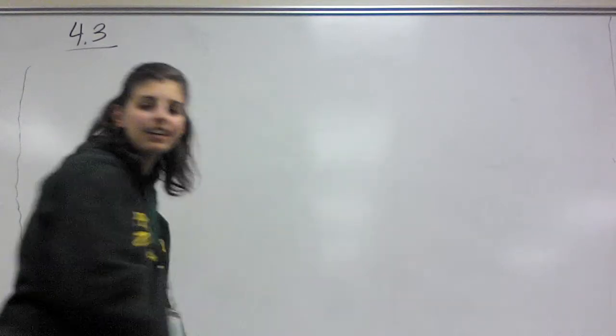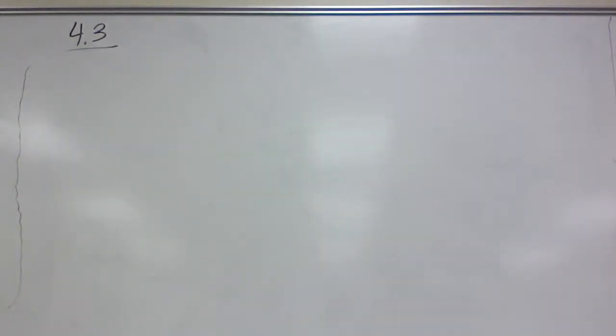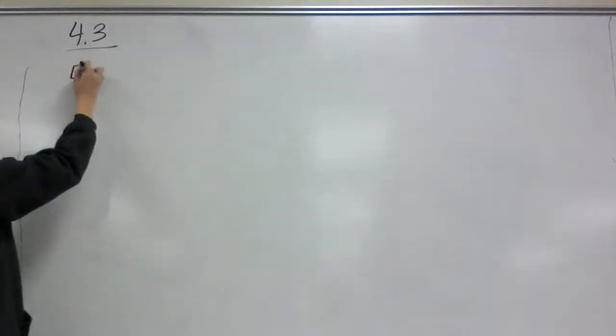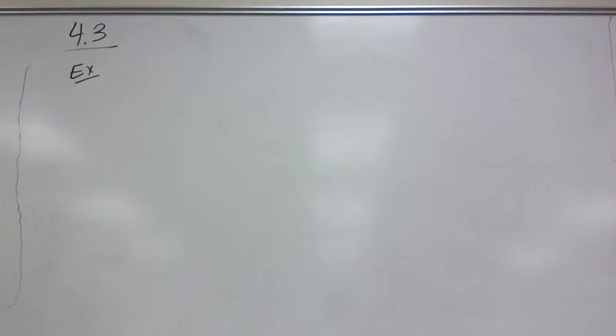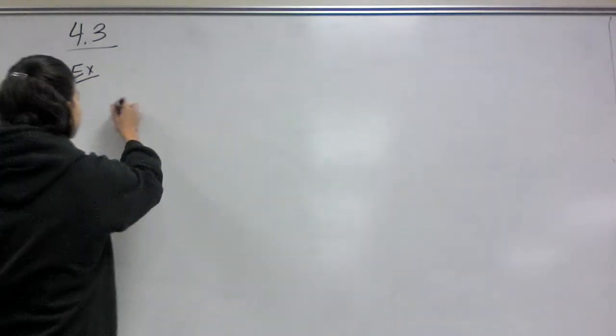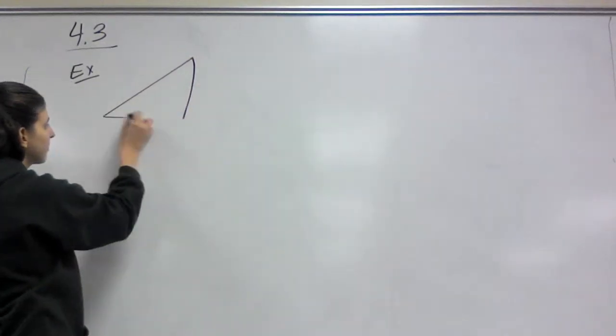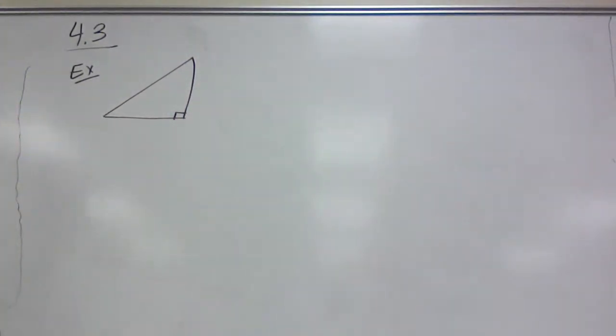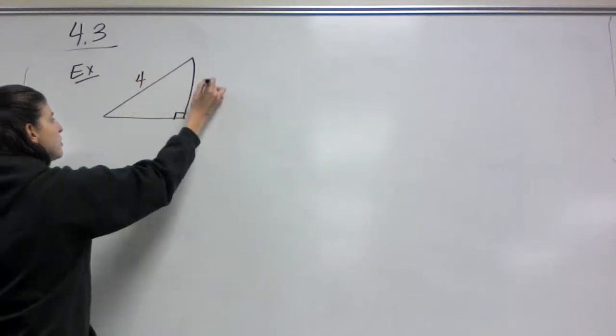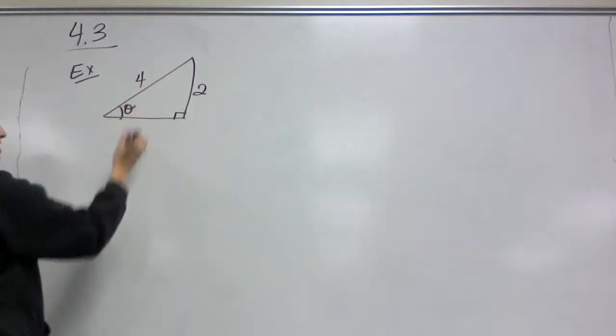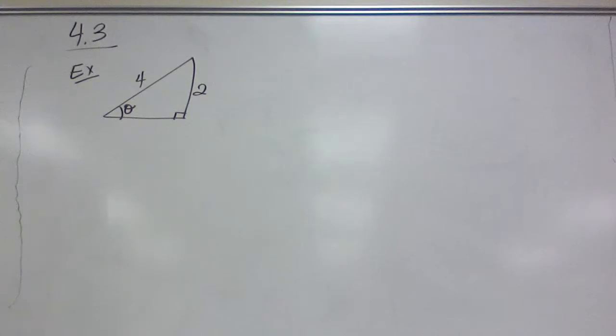All right. So here are some examples of when we might use this. The instructions could be, find the 6 trig functions of the angle. Okay? Here's a triangle. Not drawn to scale, but that angle is a right angle because I'm putting a box in it. Okay? So 4 is the hypotenuse, and 2 is that side right there, and this is called theta. Find the exact value of the 6 trig functions of theta.